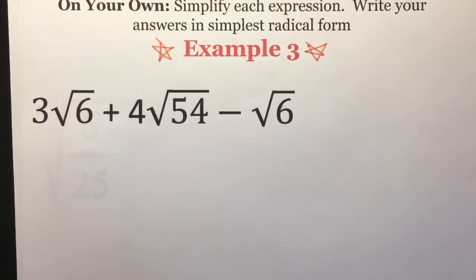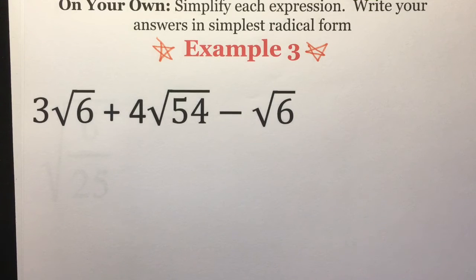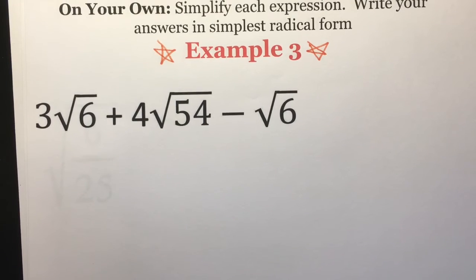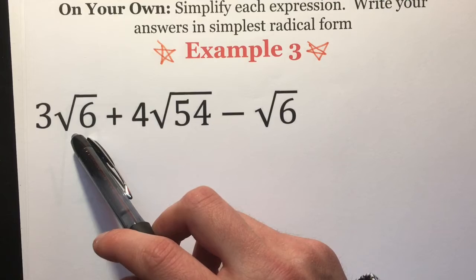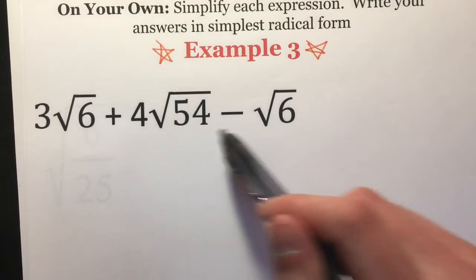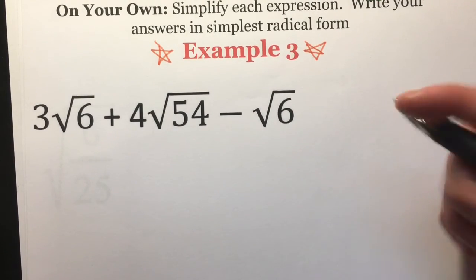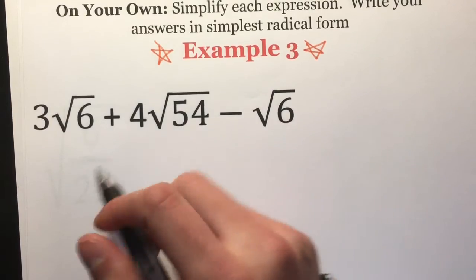All right, third example, 3 root 6 plus 4 root 54 minus the square root of 6. Well, with this problem, you might be thinking, oh, the square root of 54, that's not a like term with root 6 and root 6. But we can actually simplify this even further.